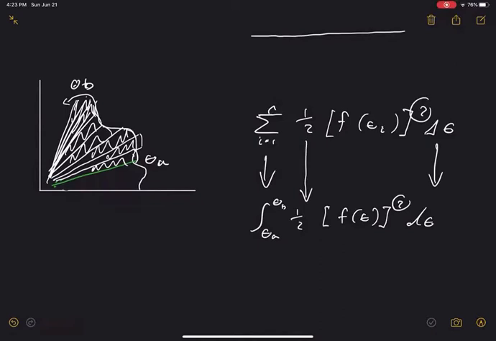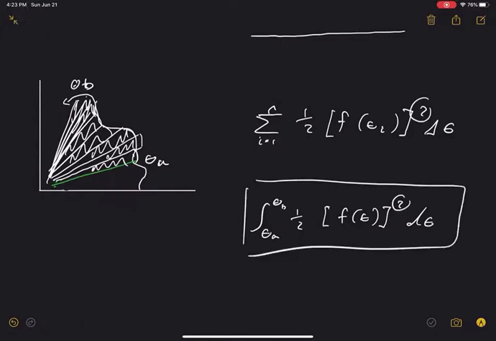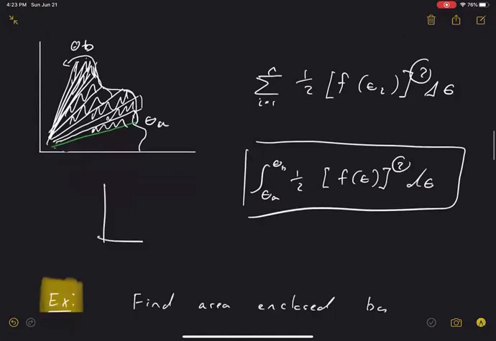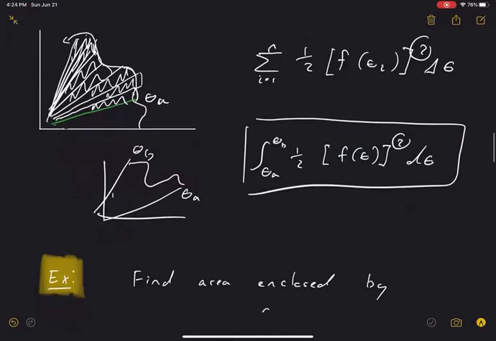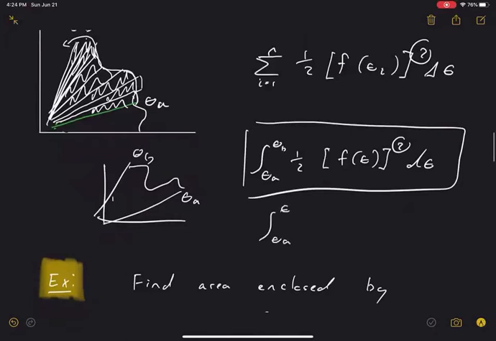So if you can follow all that, great. If not, this is the formula we need. If I want to find the area of a polar curve, let's say this is my polar curve, and I want to find the area between angle theta A and theta B, that area is given by this integral: the integral from theta A to theta B of 1/2 f of theta squared d theta.